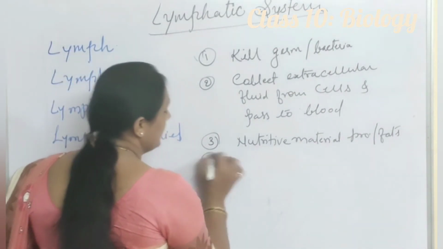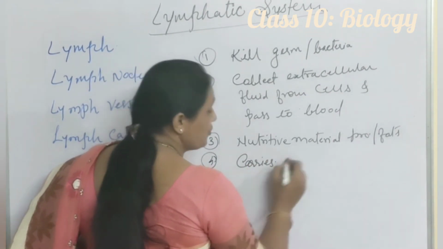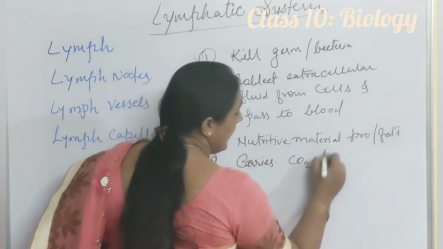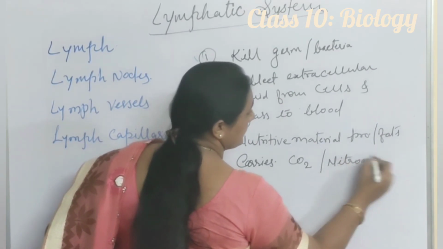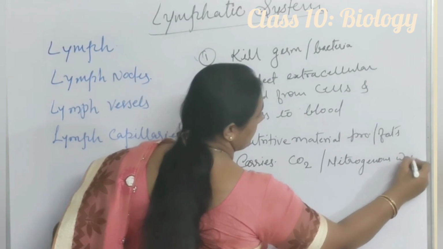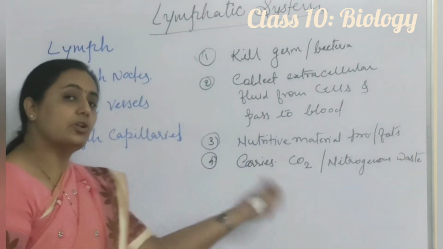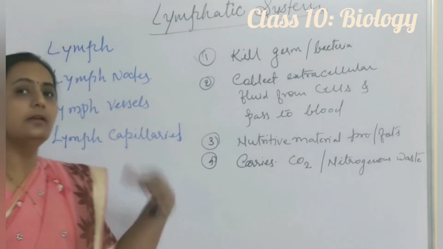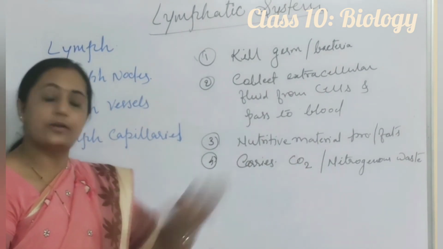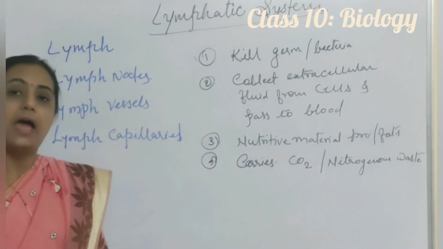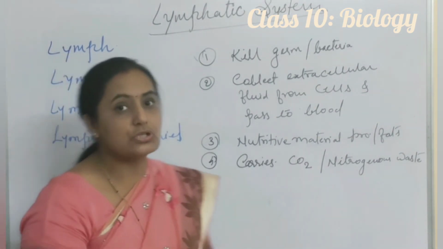And fourthly, it also carries waste material like nitrogenous waste and carbon dioxide and carries them up to the blood, and then the blood helps release carbon dioxide through the lungs and nitrogenous waste through the excretory system. In this way, these are some of the importance or significance of lymph.